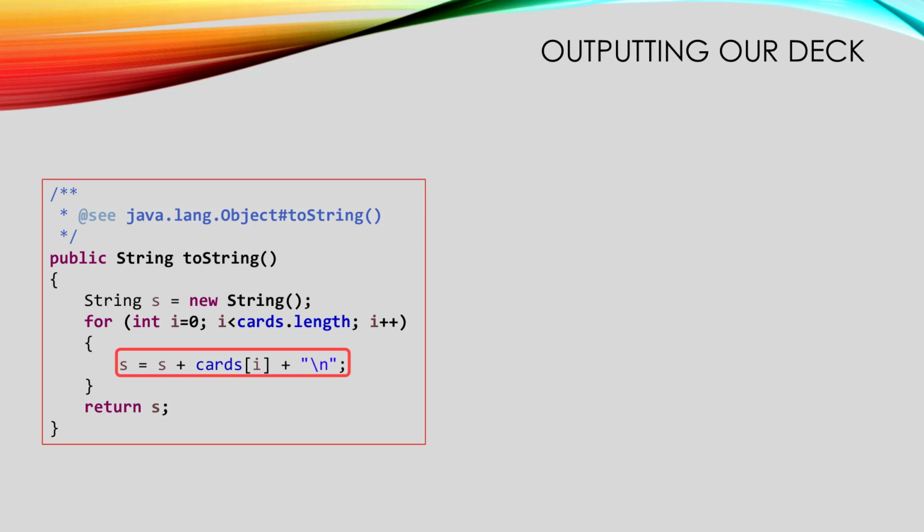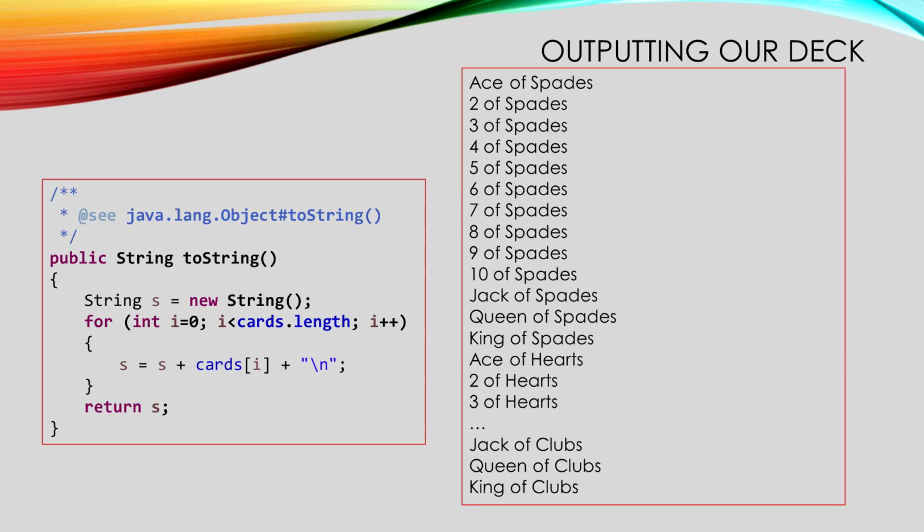There's one important thing to notice here. When we concatenate a card onto a string, the JVM will call that card's toString method. So all of the work that we did to make the card output nicely will be used here. Once it is built, the deck's toString just has to return that big string, and our output will be beautiful.